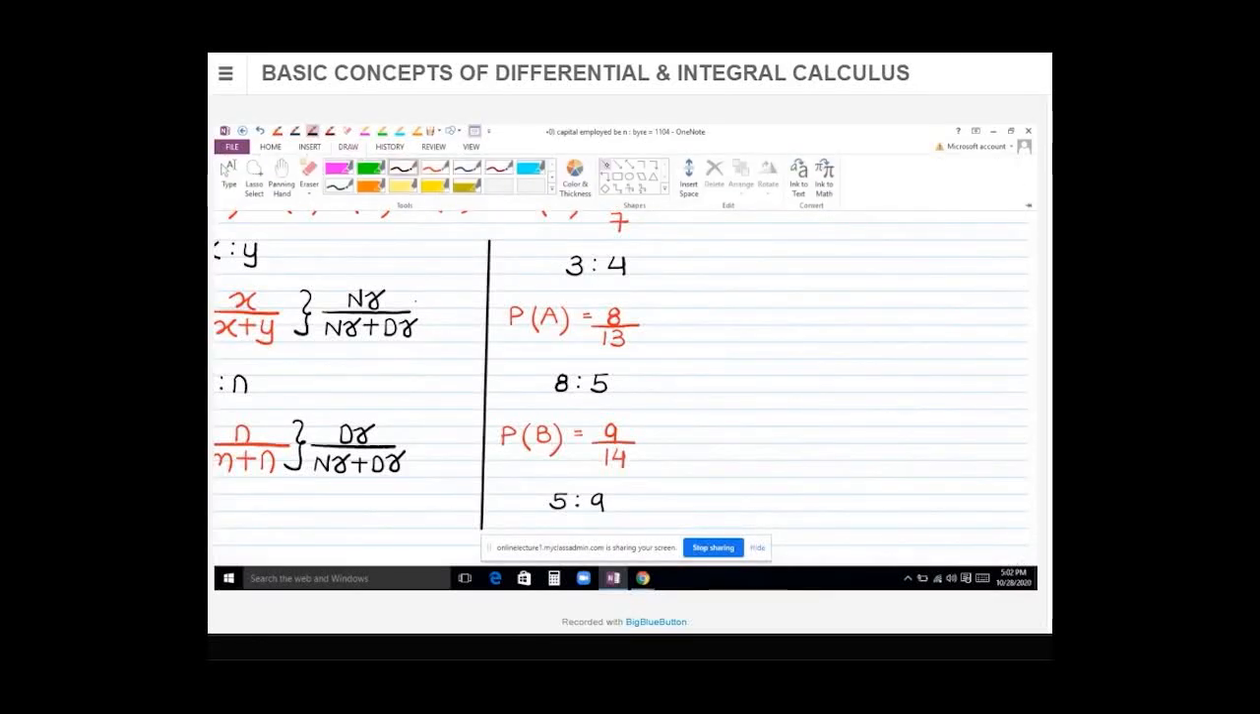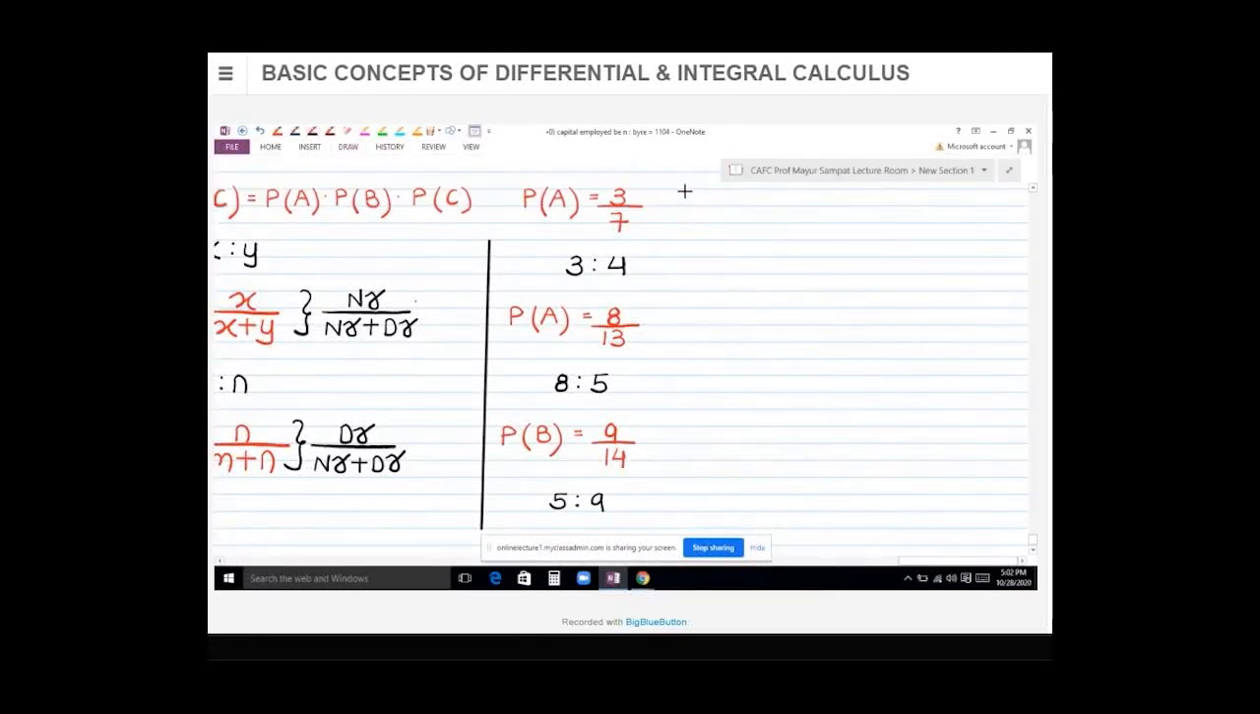Fiza. Fiza, is there in the class? Fiza. Chalo, answer karo beta, Fiza.